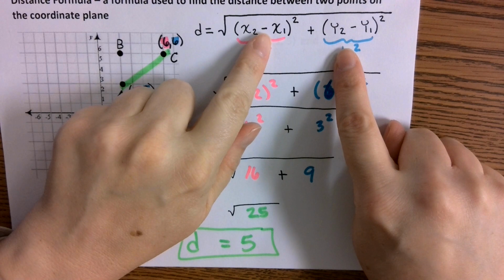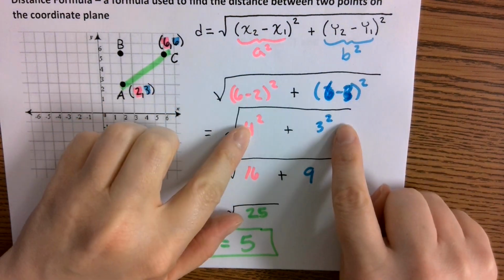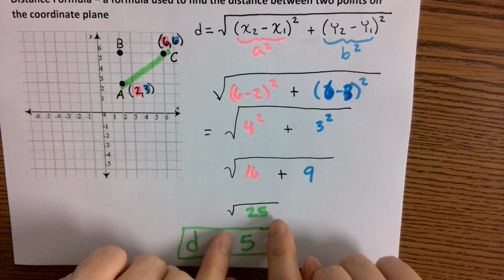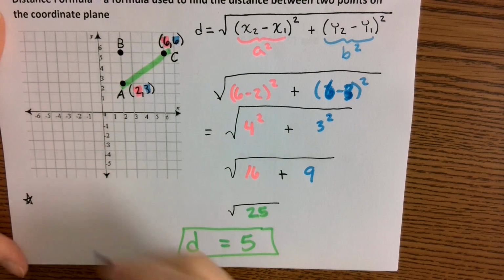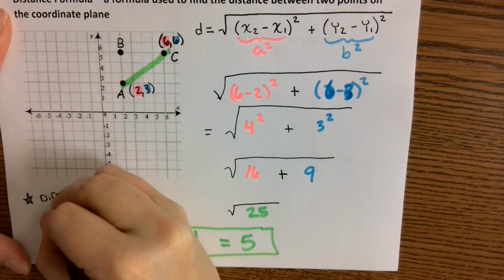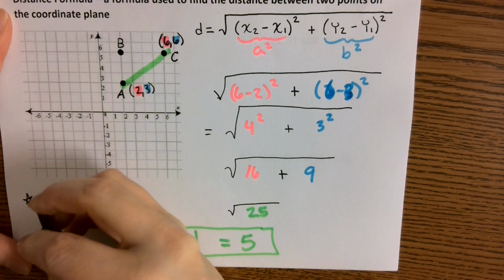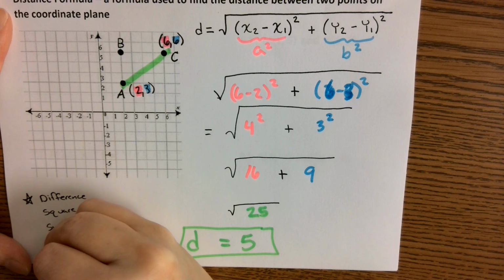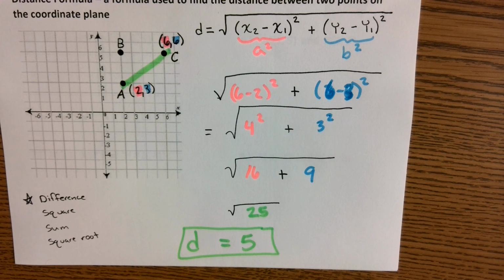Again, you're subtracting your x's, then you're going to subtract your y's. You're then going to square those values. You're then going to add those values together, and then you're going to take your square root. Difference, squared, sum, square root. Okay, so if you want to write that little note off to the side, you can. You're going to do the difference. You're going to square. You're going to take the sum, and then you're going to square root. That's the 4 processes that you're going to be doing.